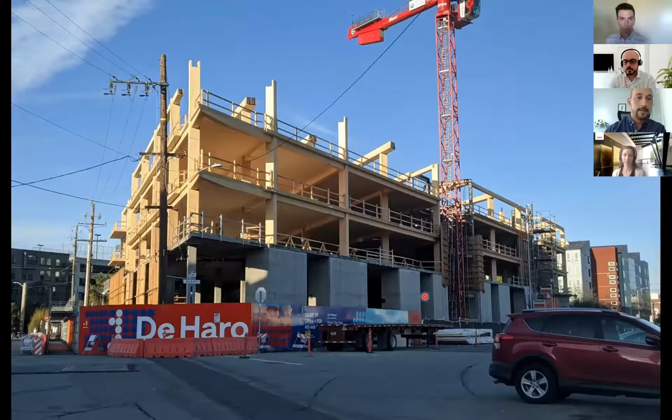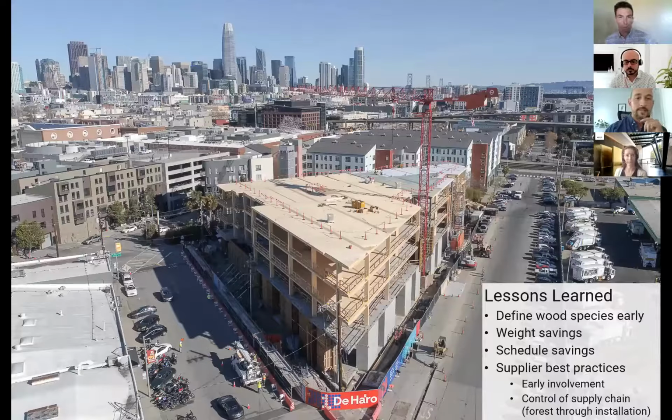So you can see here, and really what's interesting, mass timber was pursued in this case as a differentiator. And you could really see, just driving down the street, this just looks like a totally different type of construction site. So here is the full structure assembled, and this project will be complete later this year.